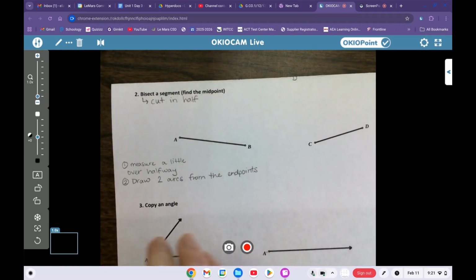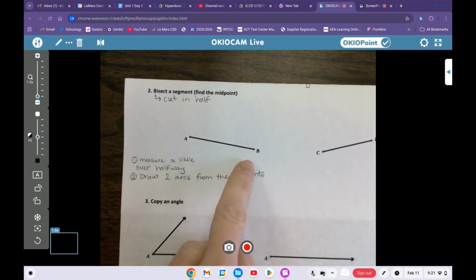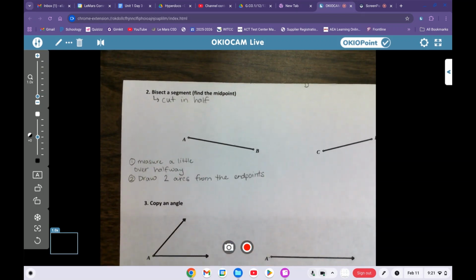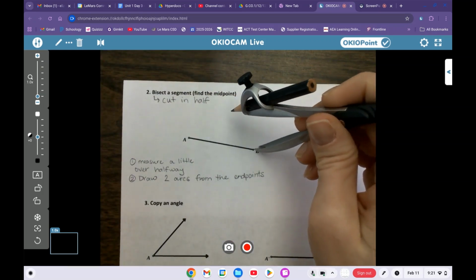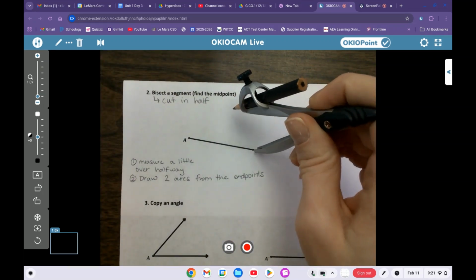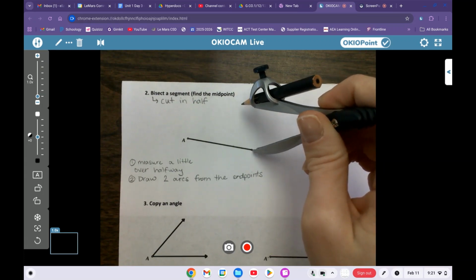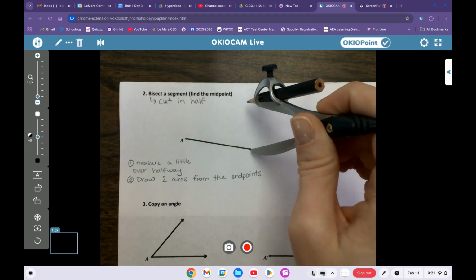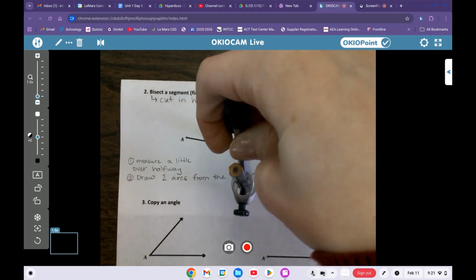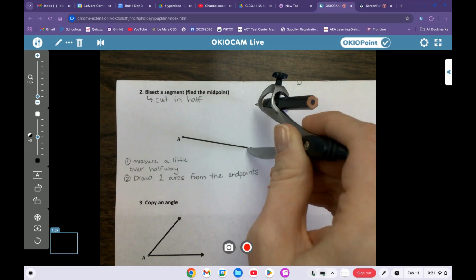The endpoints would be the A and the B in this situation. So using that setting that I had, that little over halfway, I'm going to put my pointer on B, and then I'm going to use my pencil here to draw an arc. Now when I draw an arc, I don't want these to be little marks like what we were doing up above. I want these to be big arcs that will go all the way through my picture here.